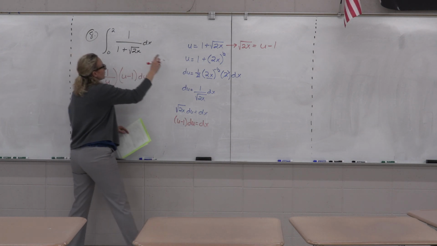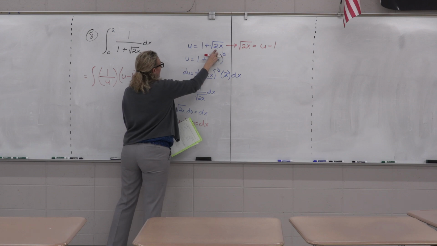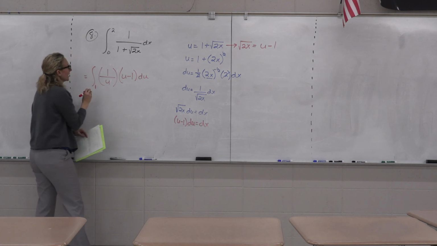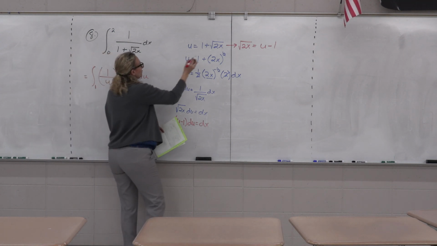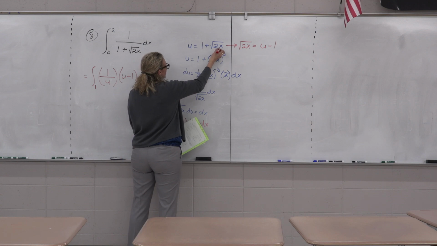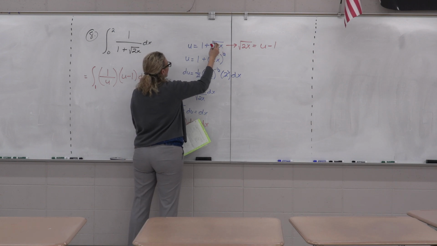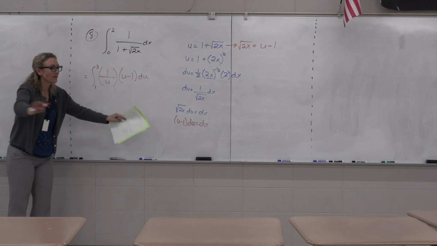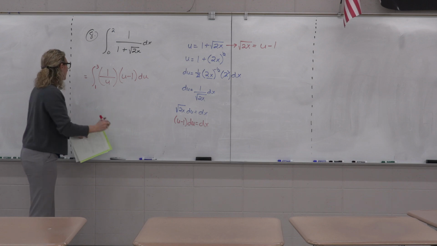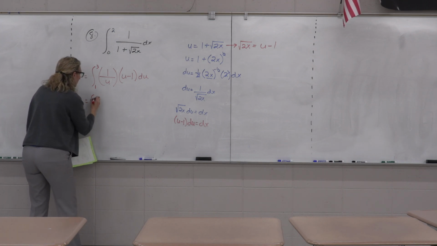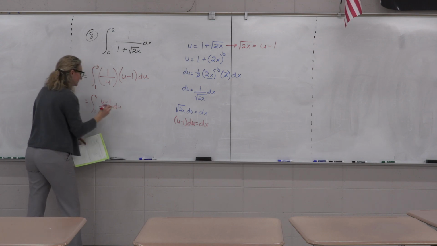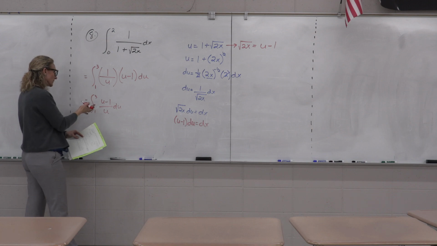Okay, let's put in 0 for the x, because that's an x quantity. That's 0. Square root of 0 is 0 plus 1. So the u quantity is 1 when x is 0. Okay, now put in 2 for the x. 2 times 2 is 4. The square root of 4 is 2. 2 plus 1 is 3. Okay, I never have to go back to x now, ever. So if I rewrite this, we've got 1 to 3 of u minus 1 divided by u du. Do I have to do another u substitution? I hope to gosh not.